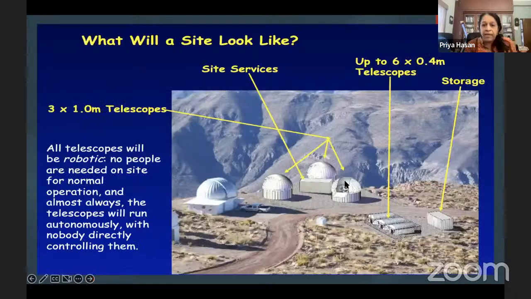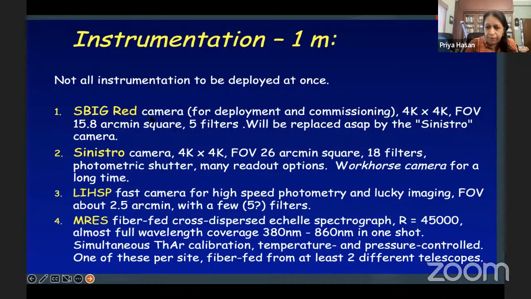So typically, what does the site look like? You have the site services, which are here. You could have up to 6 40 centimeter telescopes. There's a storage section. And you could have 1 meter telescopes, and a 2 meter, depending on which site you have. On the 1 meter telescopes, like I told you, the instrumentation has one camera, which has a 4K by 4K CCD. The sad part of the story is that we don't have access to these telescopes. If we want to, we will have to separately request.